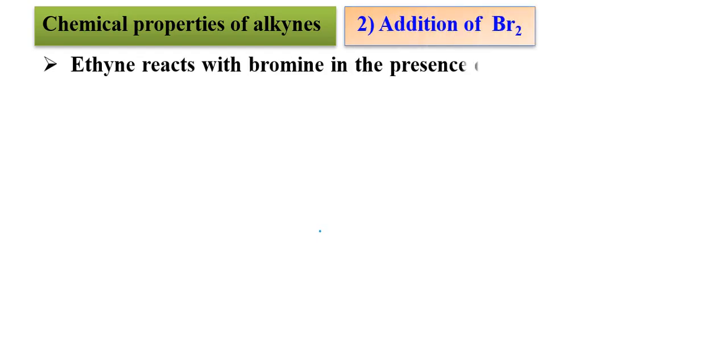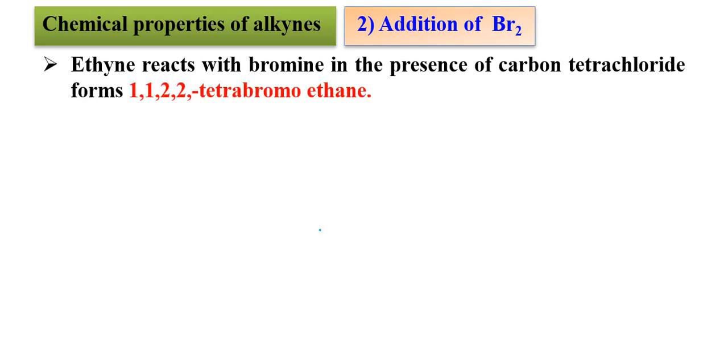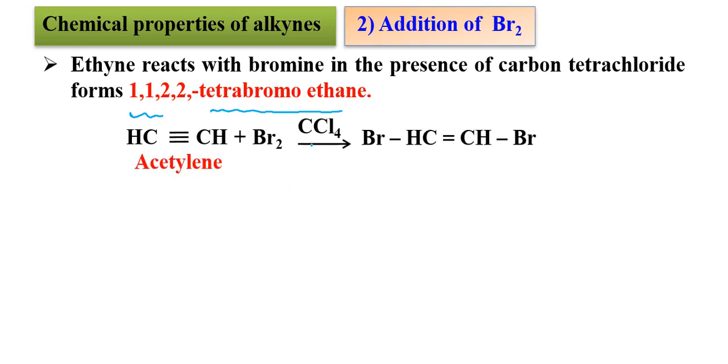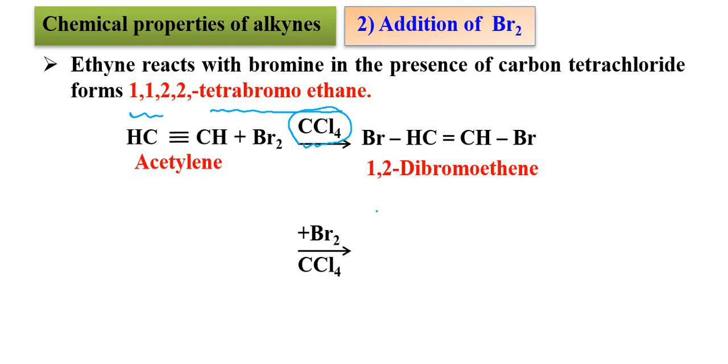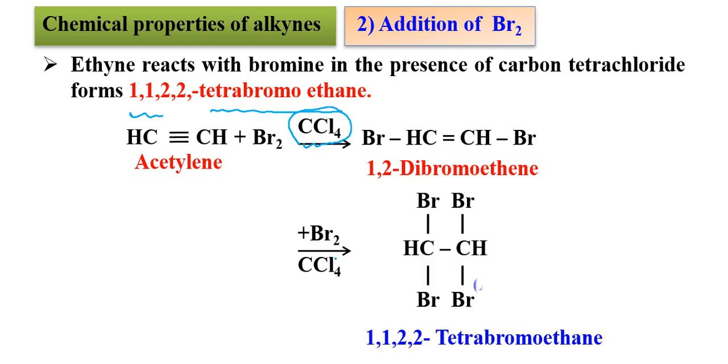Next, addition of bromine. Ethyne reacts with bromine in the presence of carbon tetrachloride and forms 1, 1, 2, 2 tetrabromoethane. Why is CCl4 required? Because it is a non-polar compound, and non-polar dissolves in non-polar only. That's why we are taking CCl4. Initially it forms 1, 2 dibromoethene. Then again it reacts with 1 mole of bromine, and then it forms tetrabromoethane.